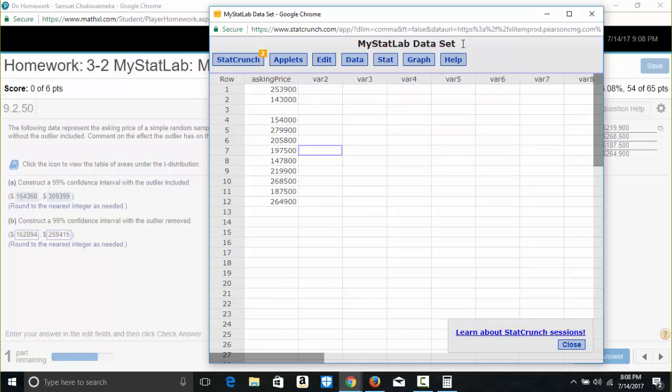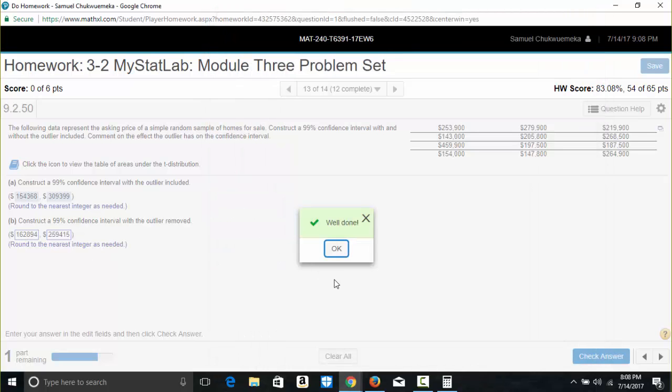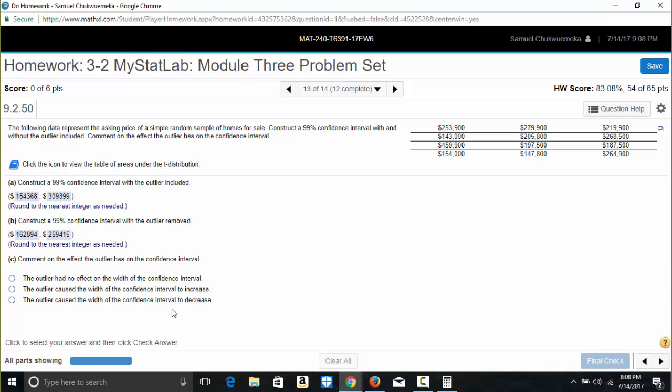Okay, the next question: comment on the effect the outlier has on the confidence interval. Let's look at which one of them has the least margin of error, because the smaller the margin of error, the higher the accuracy. The greater the width of the confidence interval, the lower the accuracy.